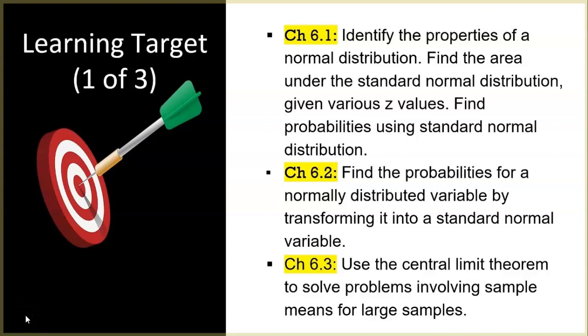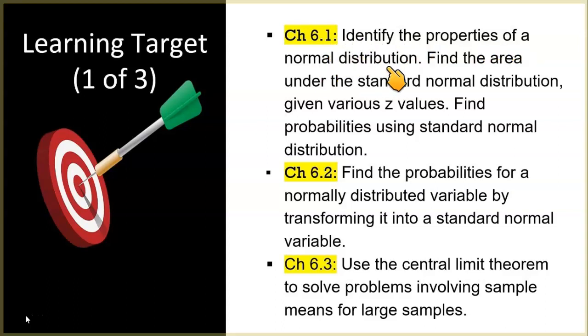For chapter 6, we are still going to continue our discussion on probability, but we'll look at a different type of distribution and how we can utilize that distribution to help us find different probabilities. In chapter 5, we looked at a discrete probability distribution, and with chapter 6, we're looking at a probability distribution that represents continuous values.